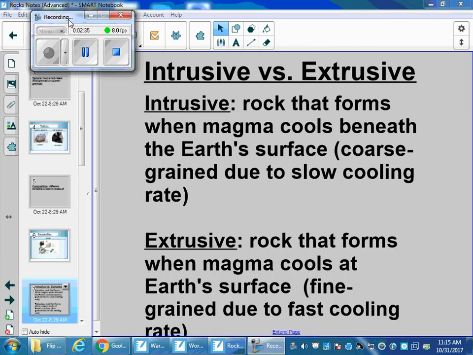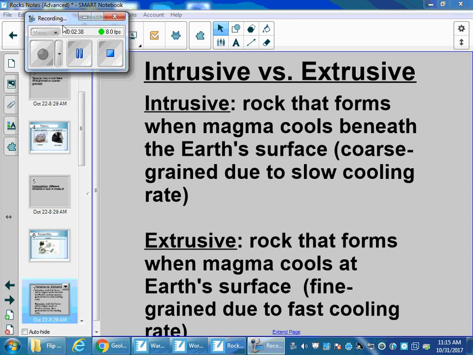Another thing we're going to do when we're talking about rocks, and this is when we're specifically talking about igneous rocks, is we're going to be using these words intrusive and extrusive. So intrusive describes rock that forms when magma cools beneath the Earth's surface. It cools before it gets to the surface of the Earth. When this happens, it creates a coarse-grained rock. There's a lot of time for those larger crystals to form, so that makes it rough and bumpy, and that slow cooling, you would get a coarse-grained rock. So if you see a coarse-grained rock, you would say that it is intrusive.